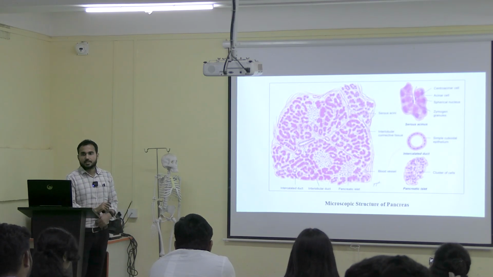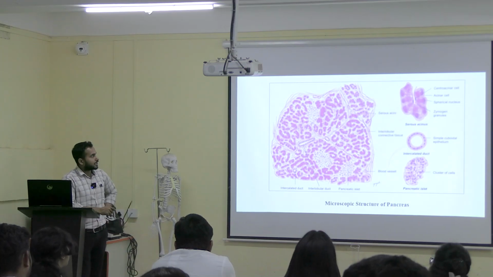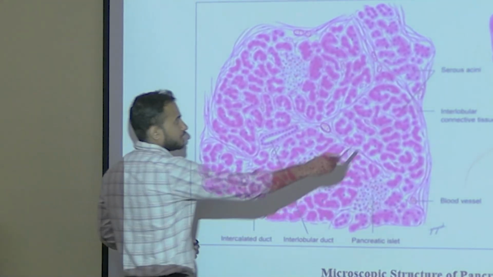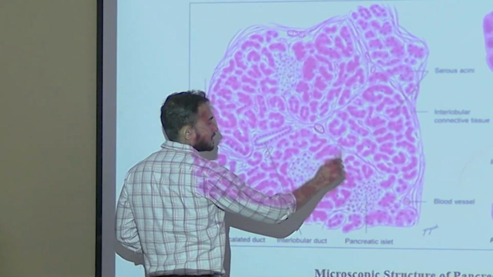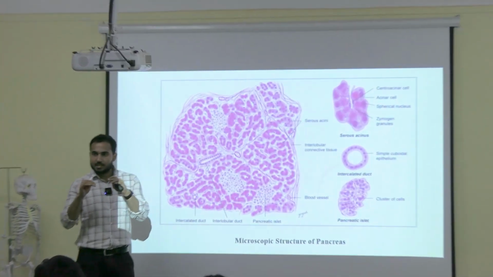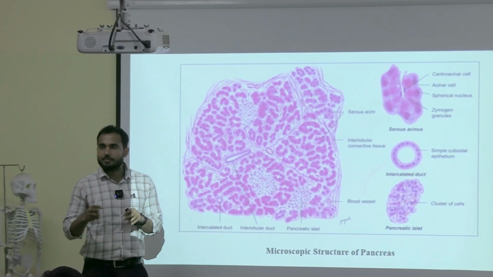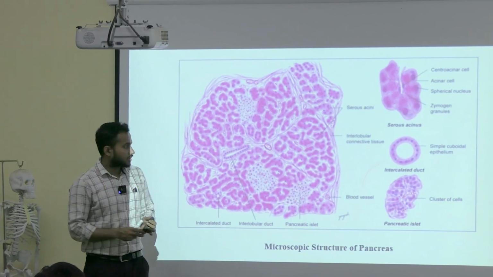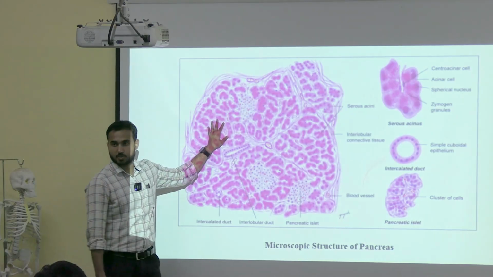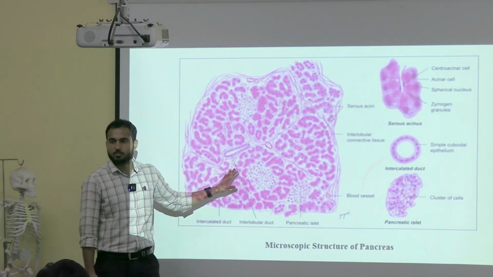Now this is the schematic diagram. In this schematic diagram, first of all, you have to see the interlobular connective tissue septa. See, this is the interlobular connective tissue septa. This is the septa. Now what I have mentioned is that the connective tissue septa will divide the pancreas into small lobules. So see, this is one lobule, this is one lobule, this is one lobule. Like this, small lobules are there.